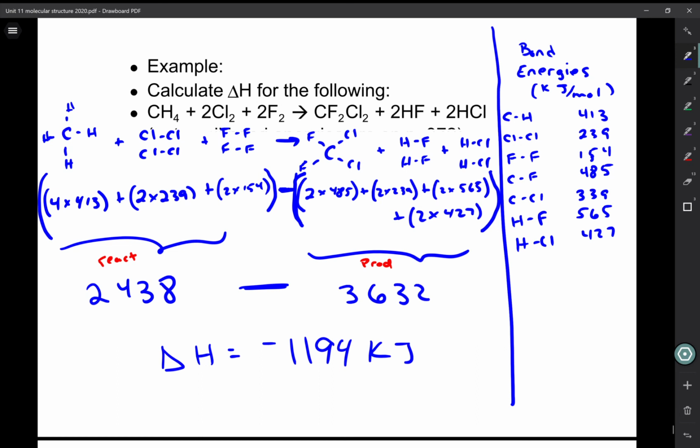So simple enough. That's how you calculate heats of reaction just using bond energies. Just remember, it's reactants minus products. Every other type of heat calculation you've done is products minus reactants, or final minus initial. This is the twist here. It's reactants minus products, or initial minus final, if you want to think of it that way. So the order is a little bit backwards from everything else you're used to. Just keep that in mind. Other than that, it is a pretty easy problem. And there you go. That's calculating with bond energies.